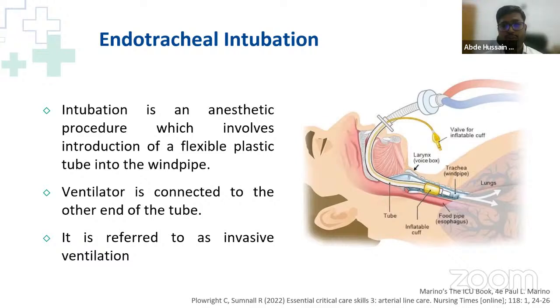First, to ensure that airway patency is there, if it is not, we need to go ahead with the intubation. It is an anesthetic procedure which involves introduction of a flexible plastic tube into the windpipe, to which a ventilator is connected, and this is referred to as invasive ventilation. At times, we might not jump directly to invasive ventilation. There are other methods of ventilation where we first go to nasal prongs, then use the bag mask, oxygen, then come to non-invasive ventilation devices. And if the patient is not able to maintain on that, then we move ahead with the decision to intubate.